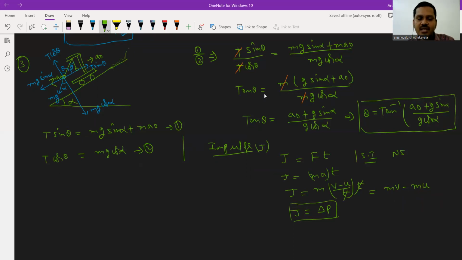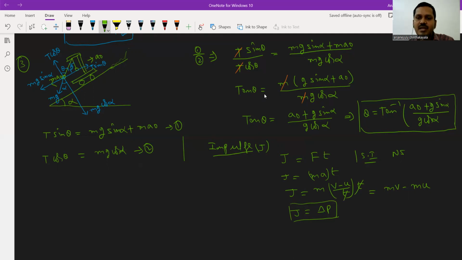On the left side, tension T cancels, and on the right side, taking m common in the numerator, g sin alpha plus a naught by mg cos alpha. So m in numerator and denominator cancels. After that, sin by cos is tan theta, then tan theta is equal to a naught plus g sin alpha by g cos alpha. So finally, theta is equal to tan inverse of a naught plus g sin alpha divided by g cos alpha. Next, one more small definition here: impulse or impulsive force.